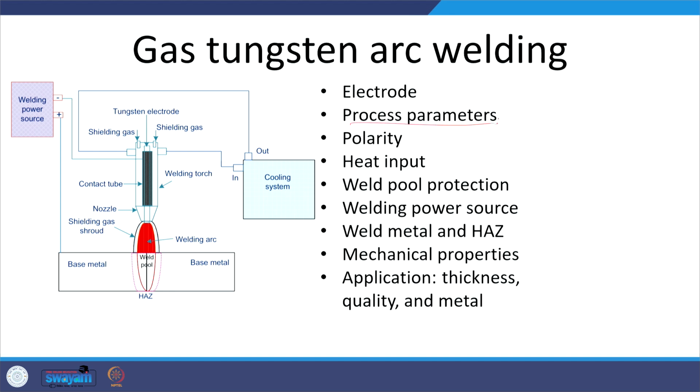As far as the process parameters are concerned, usually a very low current, like 20 to 50 ampere, up to 200 or even 300 ampere welding current can be used. Depending upon the current rating, different types of power sources and torches are available. The arc voltage used is very low, maybe 10 to 20 volt, mostly 12 to 15 volt. Depending on the type of electrode and its diameter, we use a suitable arc voltage and welding current.